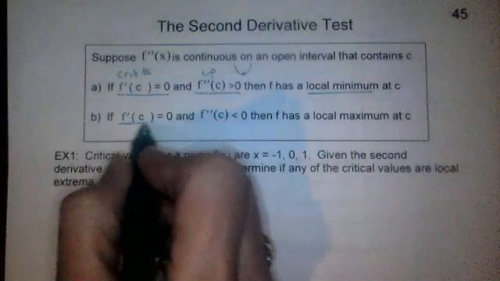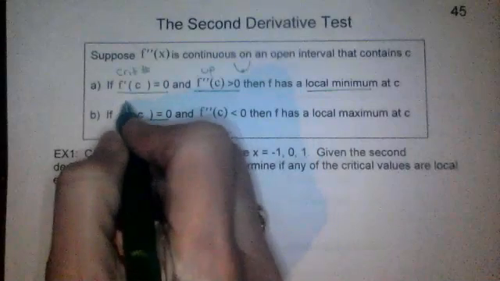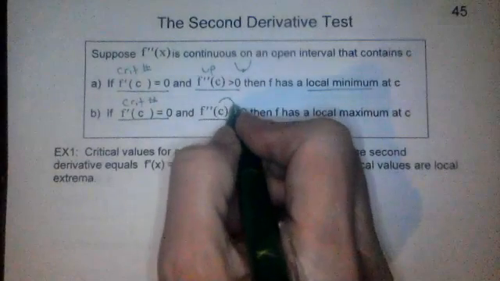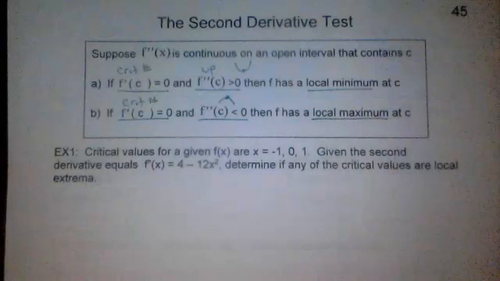If the first derivative is equal to 0, so also same thing, critical number, and the second derivative is negative, so concave down, then we have a local maximum at that point. And that's it. It's pretty easy to use.